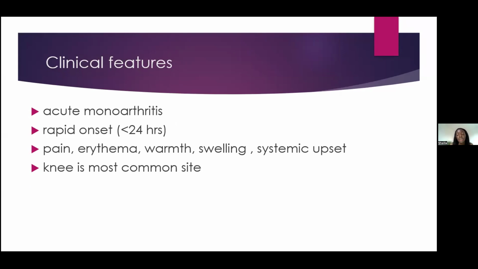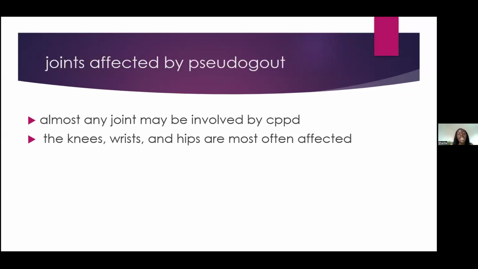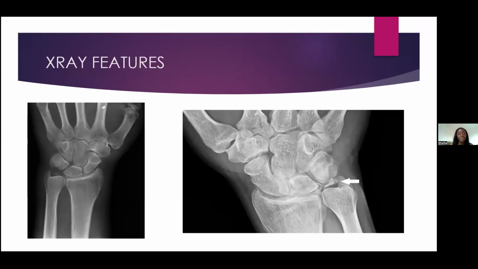You can get systemic upset as well. And any joint can be involved by CPPD, although the knees, the wrists, and the hips are the most often affected. Now, this is an X-ray of CPPD in the wrist. I'm hoping that you can all see that.